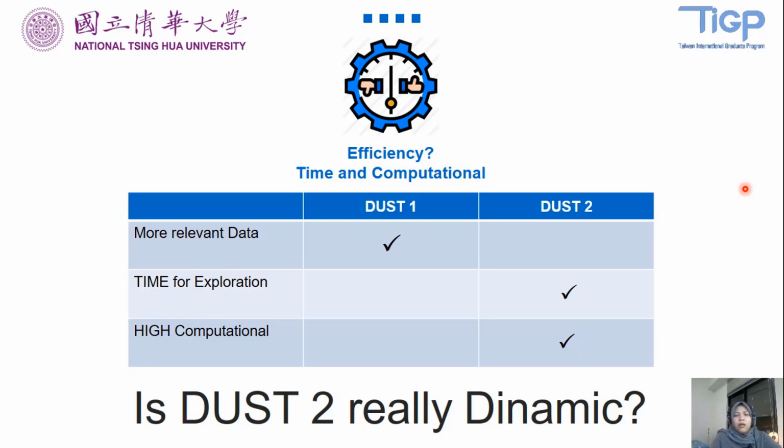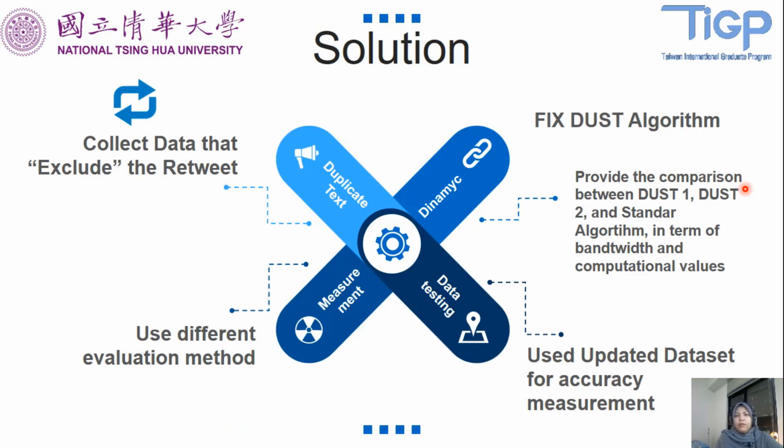And I think we're talking about the solution for duplicate tweets in the collected data. We can exclude the retweets, because if we remove them, the tweets that come into our data collection will be more sorted. And we have to fix the Dust algorithm by providing the computation and a standard algorithm in terms of bandwidth and computational value. Maybe we can use a different evaluation method to measure the efficiency of this algorithm. And for the testing data, maybe we can use an updated dataset for accuracy measurement.